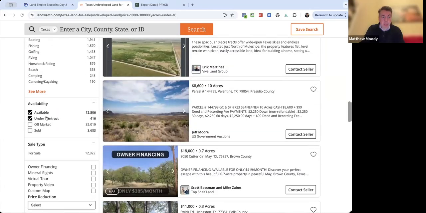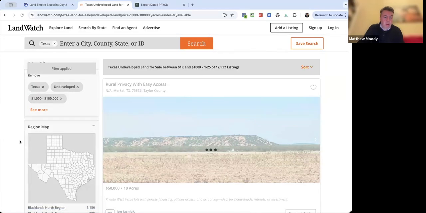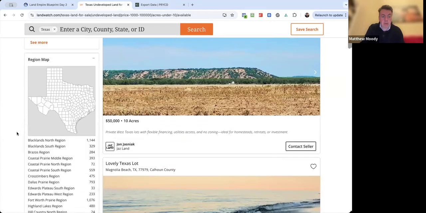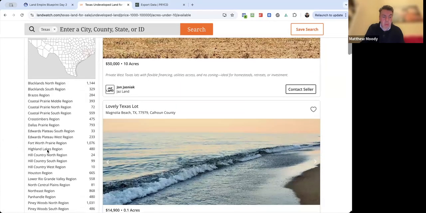So right now, on the availability front, there are four indicators you can look at. There's available and under contract, and there's also sold. So what we're going to do is just take off under contract, because that is essentially sold, and then this will give us the numbers that we want to look for each of these.